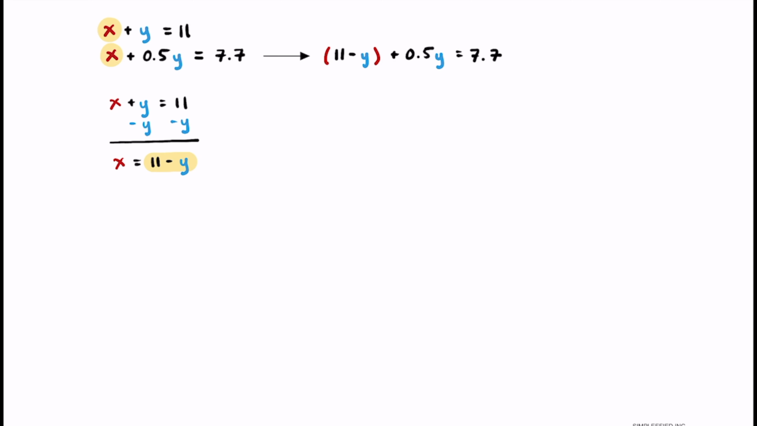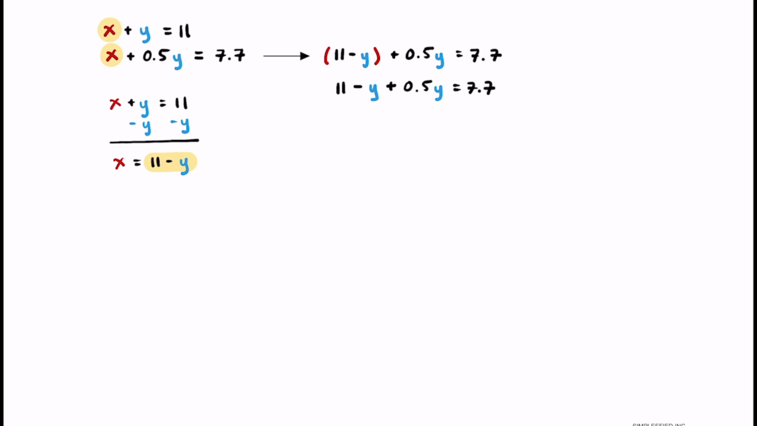Okay, cool. So we have one equation now that only has one variable, right? It just has y in it. So we can go ahead and drop these parentheses. They don't need to be there anymore. I just wrote them for substitution. So it's 11 minus y plus 0.5 times y, and that's equal to 7.7.